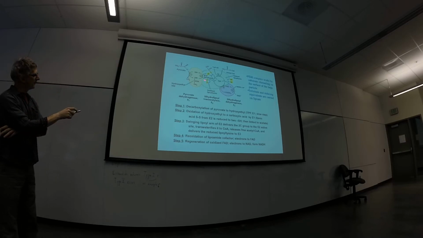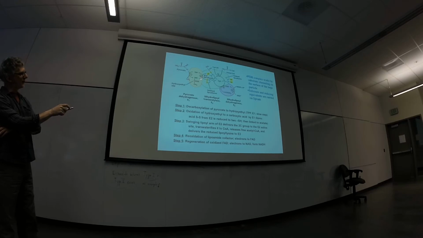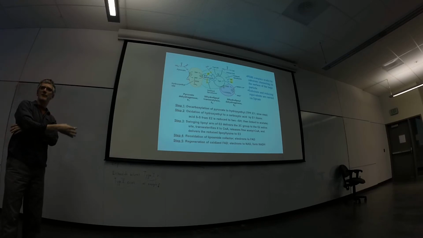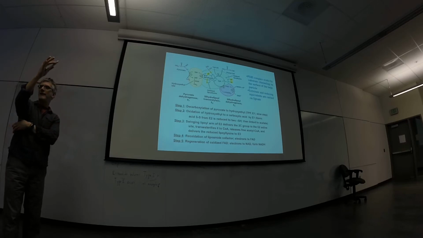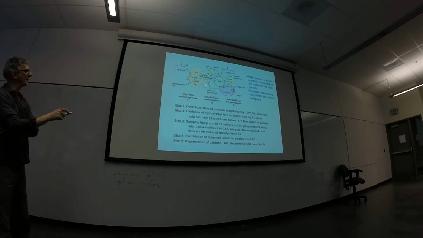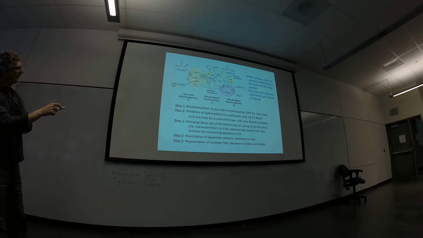Then the reduced form of the lipoic acid, which is called lipoyl lysine, because the lipoic acid is covalently attached to the end of a lysine. So sometimes that unit is called lipoyl lysine. That picks up the 2-carbon unit, which then gets transferred to coenzyme A to form acetyl-CoA, and then the reduced form of lipoic acid basically has to be regenerated.